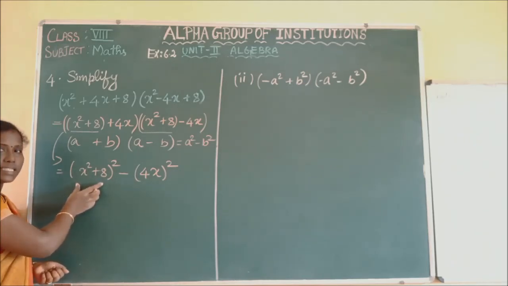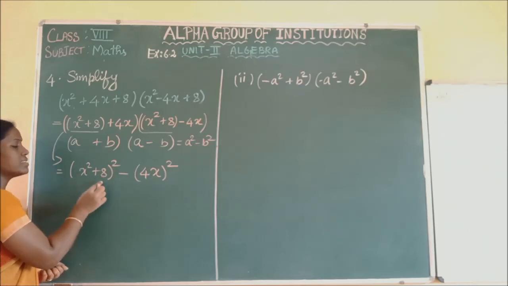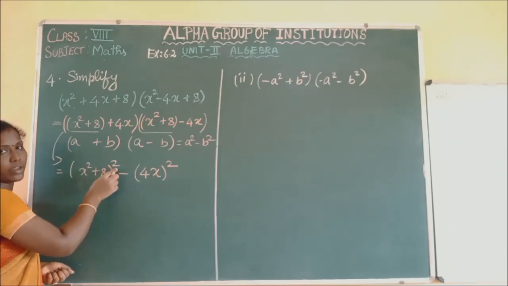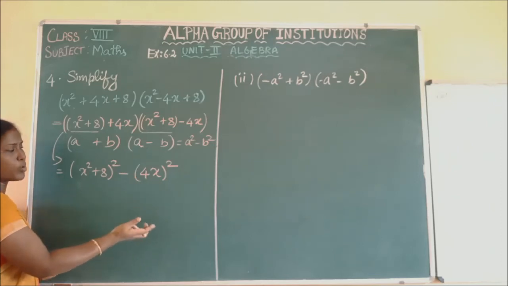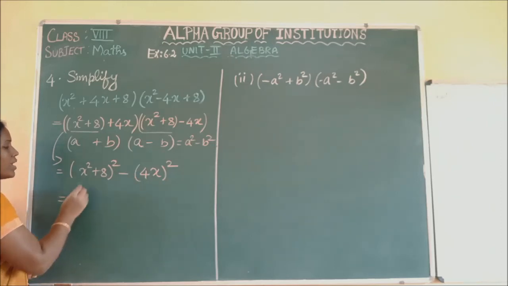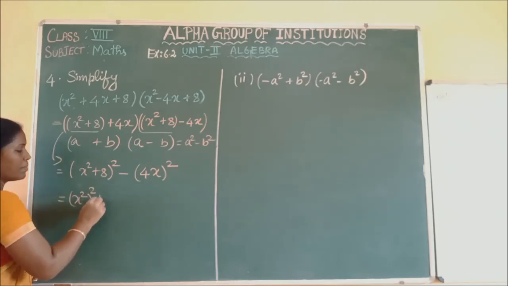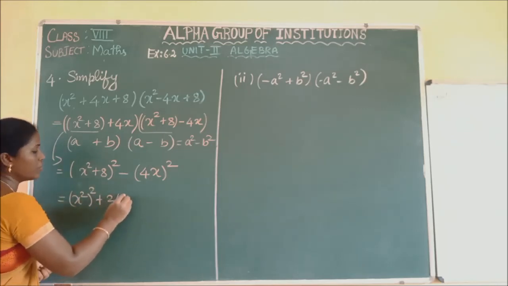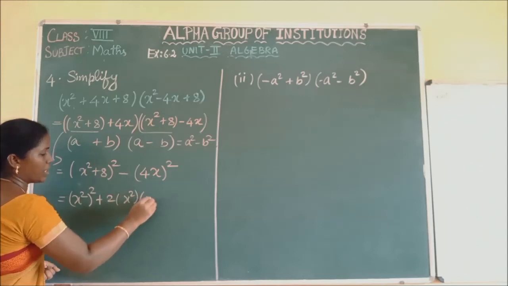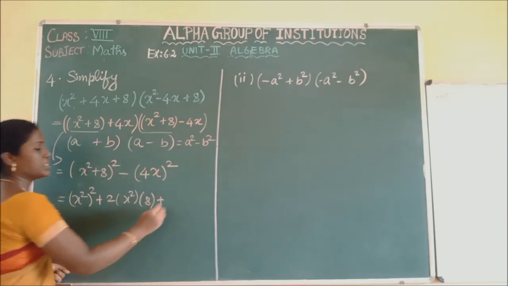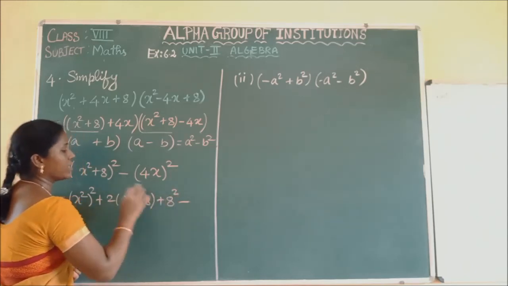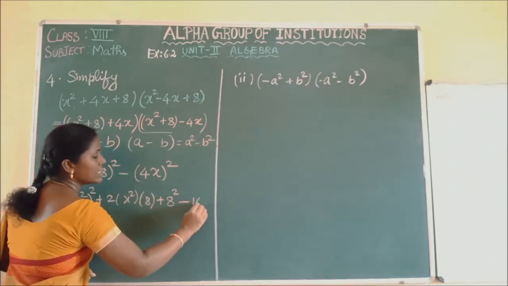We are not getting the answer directly. Here again it is in the form of (a plus b) whole square. Here it is only single terms, so no problem, we can just expand it. Now (a plus b) whole square, what is the formula? a square plus 2ab, 2 into a into b, plus b square. b square is 8 square, minus the second term, 4 fours are 16x square.